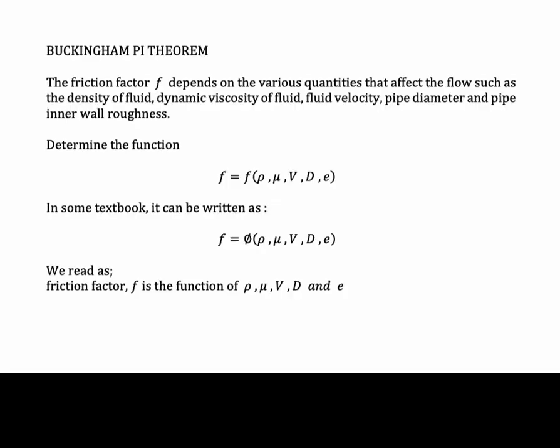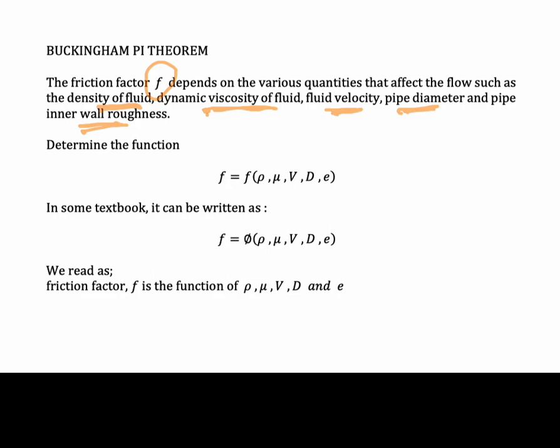In this slide, we will see one common example on how to solve using Buckingham pi theorem. So the question will be given like this. The friction factor f depends on the various quantities that affect the flow, such as the density of fluid, dynamic viscosity of fluid, fluid velocity, pipe diameter, and pipe inner wall roughness.